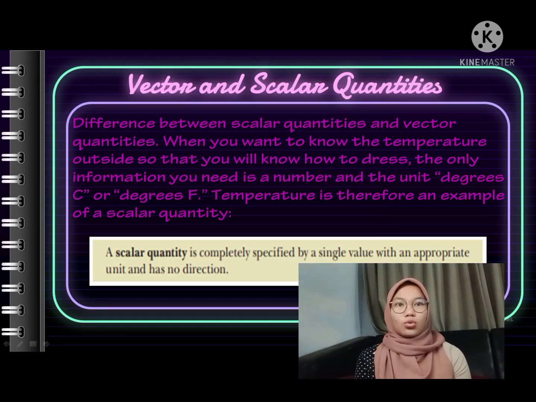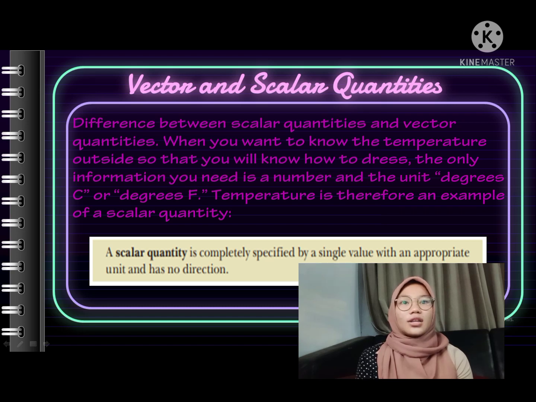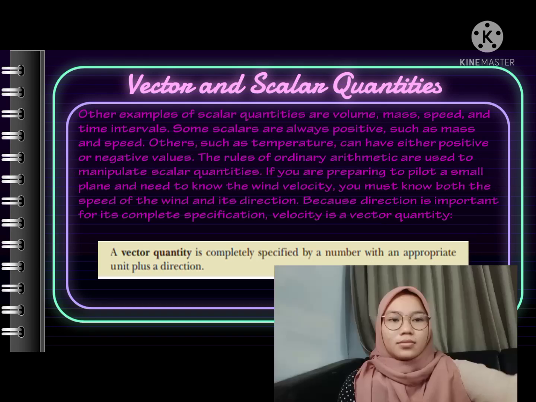Next, material 2, vector and scalar quantities. The difference between scalar quantities and vector quantities. When you want to know the temperature outside so that you will know how to dress, the only information you need is a number and the unit, degrees C or degrees F. Temperature is therefore an example of a scalar quantity. A scalar quantity is completely specified by a single value with an appropriate unit and has no direction.